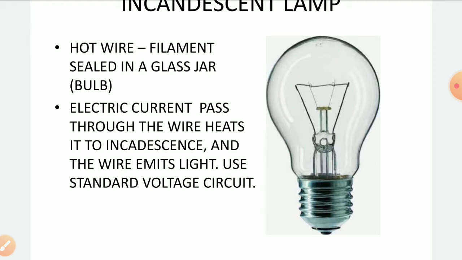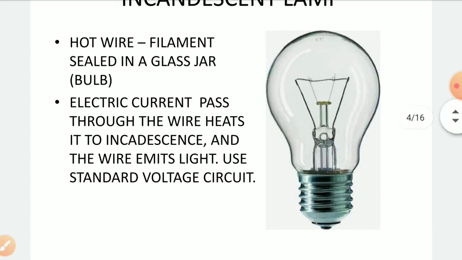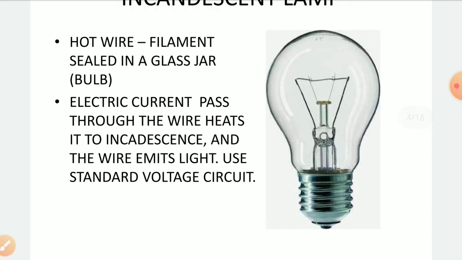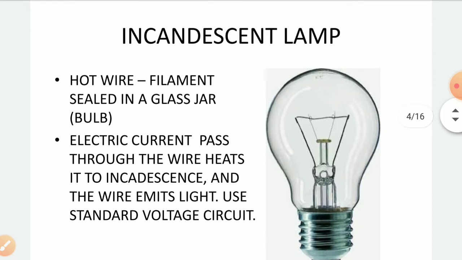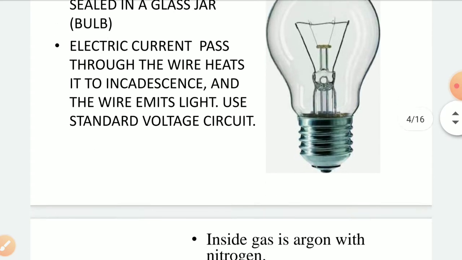The electric current passing through the wire heats the filament. When you pass the electric current through that particular filament, it heats up and produces radiation. That radiated energy gives illumination on the surfaces. The wire emits the light, using a standard voltage circuit. Whenever you give the supply voltage, the filament heats up, and once the filament is heated, it emits radiation. That is the function of the incandescent lamp.